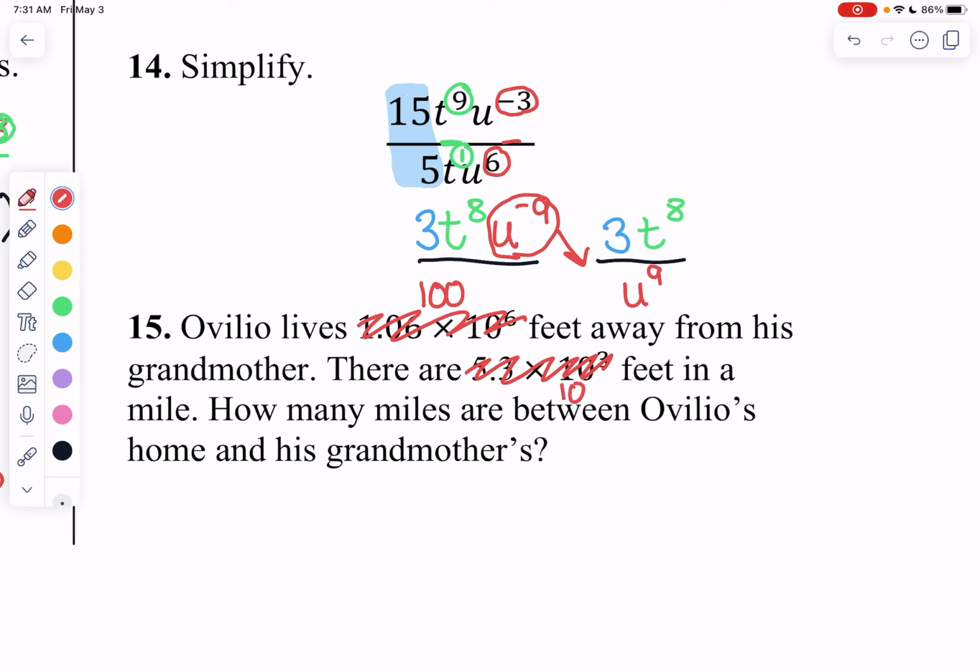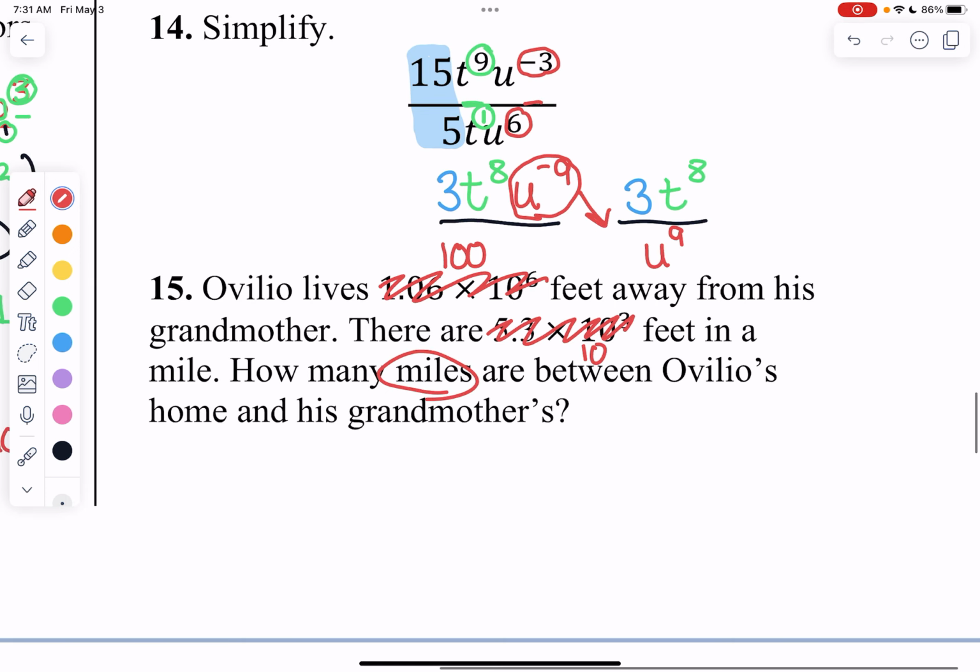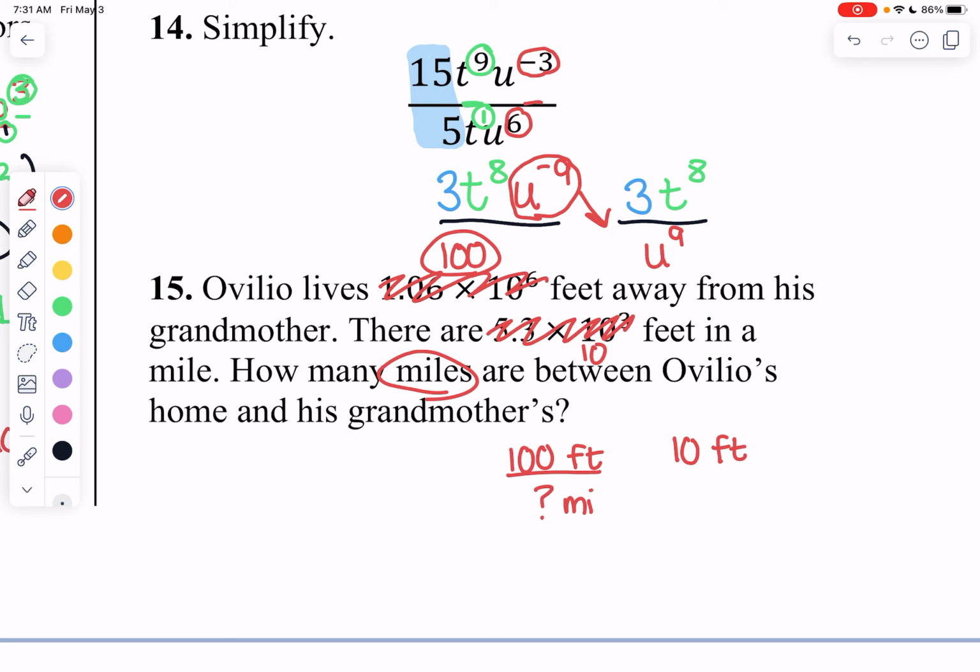So let's think about this question again. Ovilio lives 100 feet away from his grandma, and there are 10 feet in a mile. How many miles are there? I want to find out how many miles are in 100 feet. Here, let me write it up. If there are 100 feet, I want to know how much is that in miles, when I know that 10 feet are inside of 1 mile, okay?